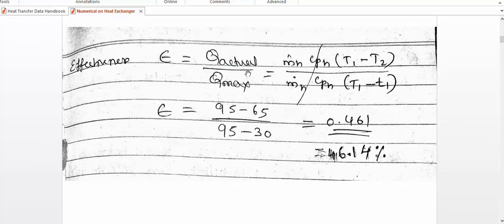Actual heat transfer divided by maximum heat transfer in a heat exchanger. This is the expression for effectiveness. As you can see, these terms get cancelled, m dot h Cph divided by m dot h Cph, and the remaining term will be T1 minus T2 divided by T1 minus t1. Just substitute the values, you will get the effectiveness of the heat exchanger equal to 0.461 or 46.14%, right? So this is the very first problem. Hope you understood this. If you find any difficulty, then you can message me or call me. Thank you.